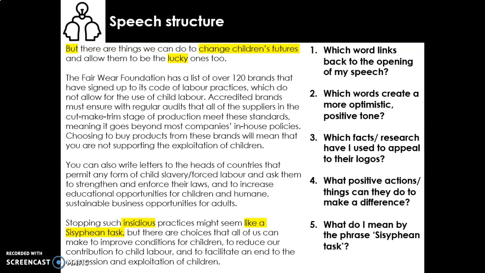The Fair Wear Foundation has a list of over 120 brands that have signed up to its code of labour practices, which do not allow for the use of child labour. Accredited brands must ensure with regular audits that all of these supplies in the cut, make, trim stage of production meet these standards, meaning it goes beyond most companies' in-house policies. Choosing to buy products from these brands will mean that you are not supporting the exploitation of children.